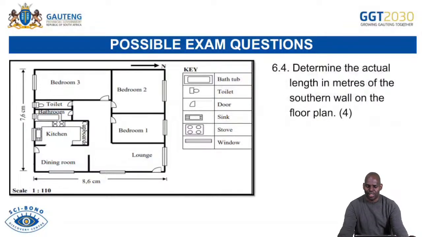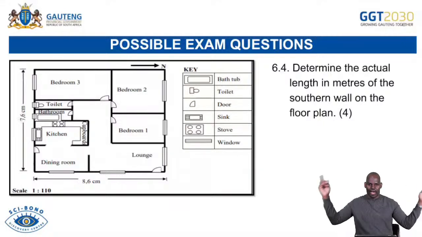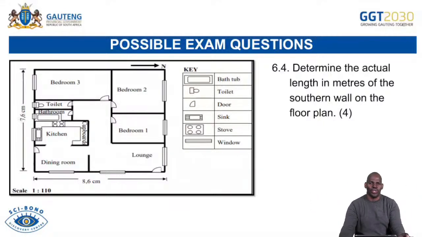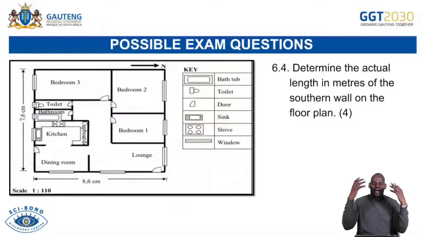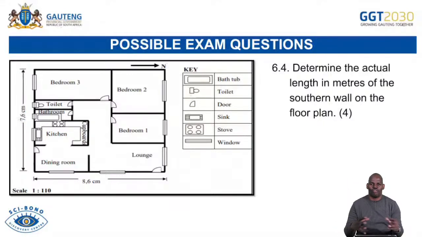Then the next one says determine the actual length in meters of the southern wall on the plan. Now what is given here is not the actual length, it is 7.6 centimeters. It's a very, very short length. But how do we get the actual length? Remember in the previous question we said whatever is here is actually being reduced by 110 times. So for us to get it bigger, we must multiply it by 110.